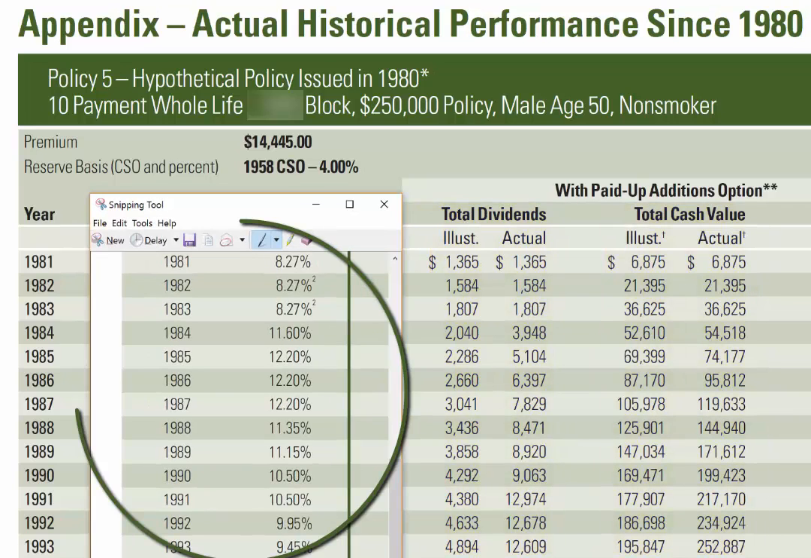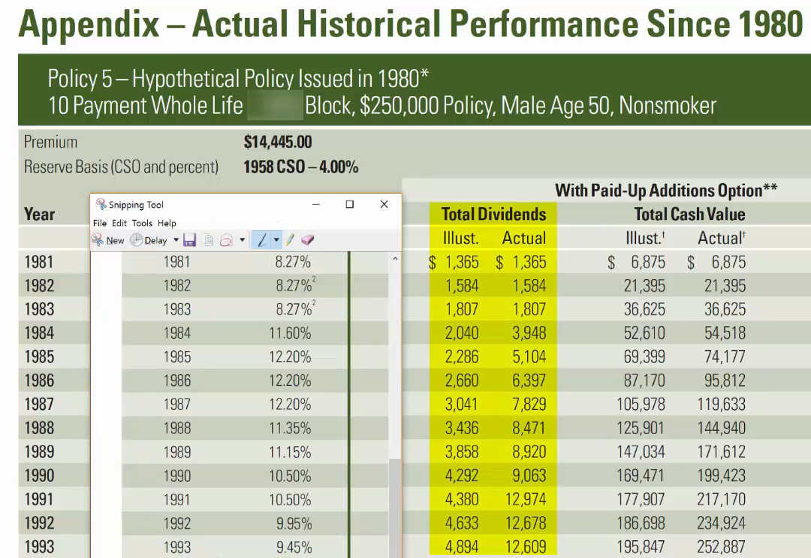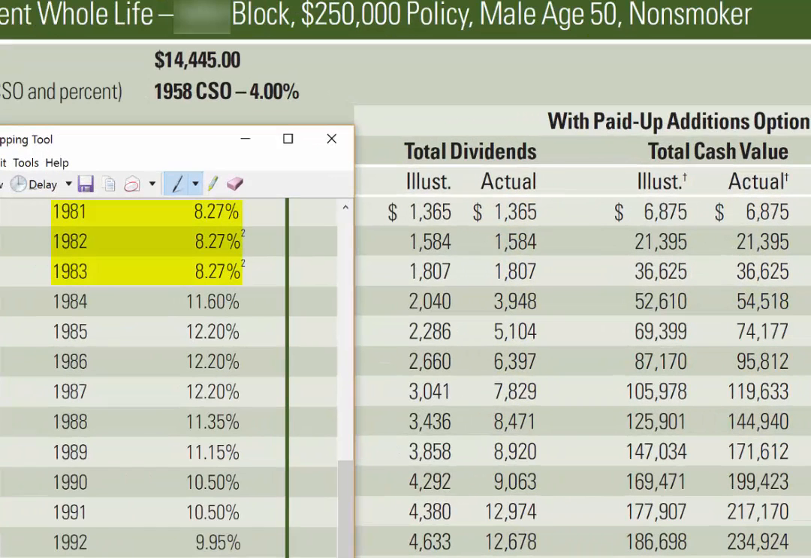What I'm going to do is overlap the dividend interest rate so we can see the delta as we go. If we look at the total dividends column and the total cash value column, there's an illustrated and there's an actual column under it. And for the first 3 years, when the dividend rate is exactly the same as what was originally illustrated, there's no change anywhere. What was illustrated is what actually appeared in that policy. Now, in 1984, boom, we have a spike.